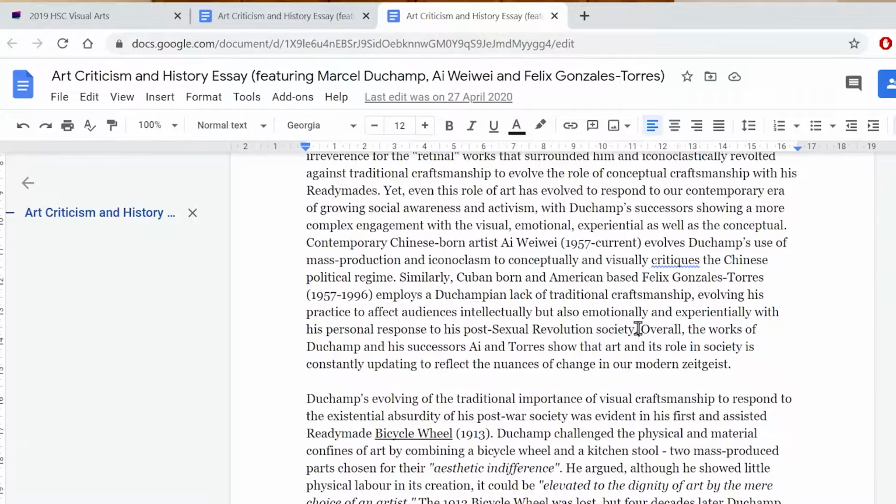End your introduction with a sentence that addresses the question and brings your artists together. In the conceptual framework question, you probably noticed that it came together at the end naturally, so some essays you won't need it, but in the frames question there was an extra sentence needed to tie it up, and that one was, overall, the works of Duchamp and his successors Ai and Torres show that art and its role in society is constantly updating to reflect the nuances of change in our modern zeitgeist. That is the introduction done. Now we can move on to the body.